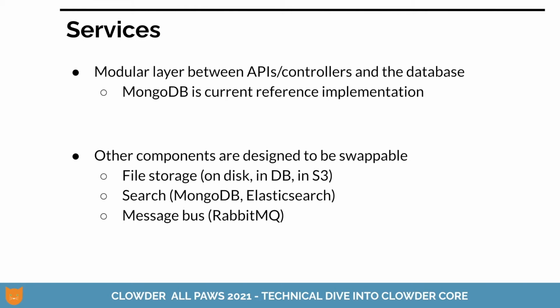There are other components that are implemented in the services layer, such as file storage. You'll see in the code references to disk-based storage versus storing the data bytes in the database versus storing them in Amazon S3 buckets. We also have search services that can function across different search engines like MongoDB and Elasticsearch, and a message bus service, which currently uses RabbitMQ to exchange messages.